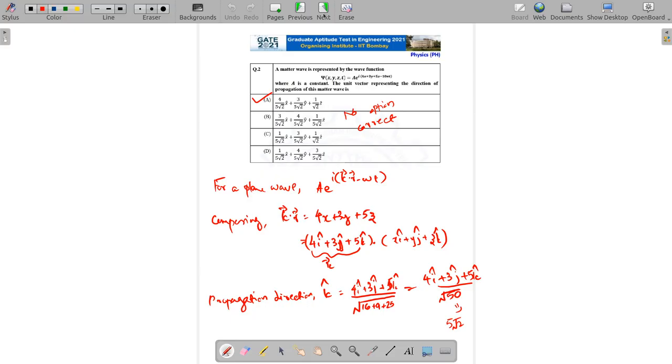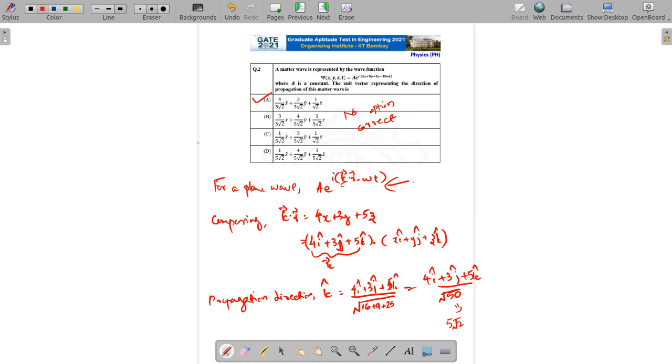Next problem. A matter wave is represented by this. This is not quantum mechanics, but just a wave, where a is a constant. The unit vector representing the direction of propagation of this matter wave is... Okay, actually I found a mistake in the options. For any plane wave, this should be the generic form: a plane wave propagating in the direction of vector k.